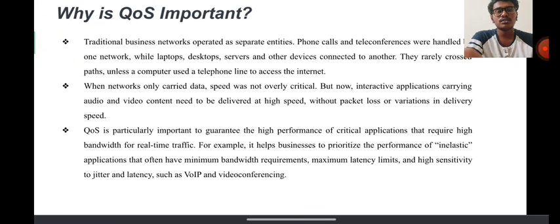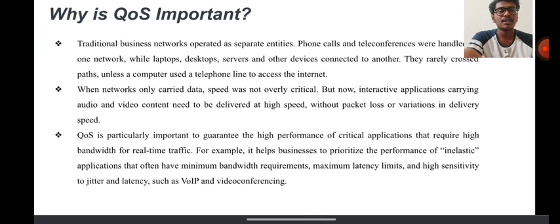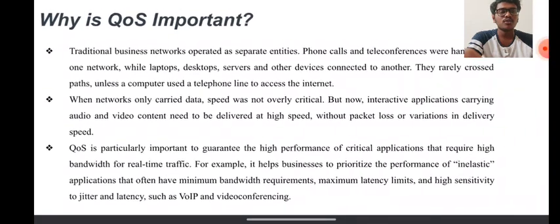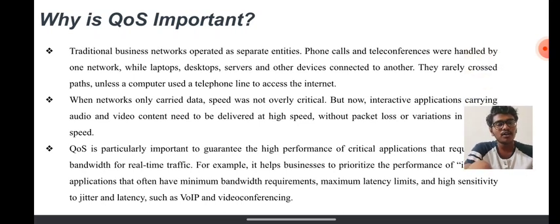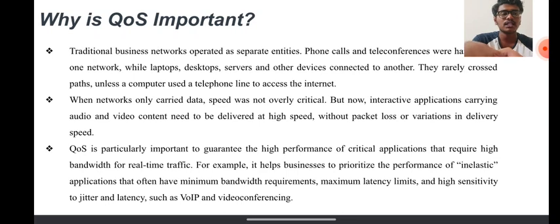So let us discuss. Traditionally, business networks operated as separate entities. Phone calls and teleconferences were handled by one network, while laptops, desktops, servers and other devices connected to another. They rarely crossed paths unless a computer used a telephone line to access the internet. When networks only carried data, speed was not overall critical, but now interactive applications carrying audio and video content need to be delivered at high speed without packet loss or variations in delivery speed.